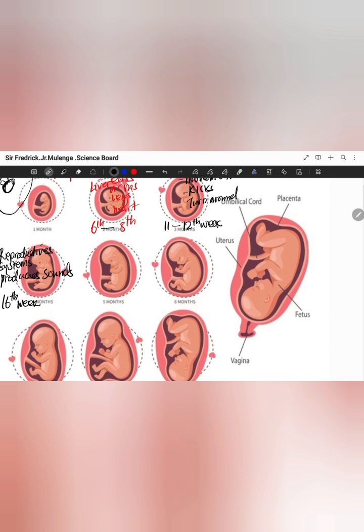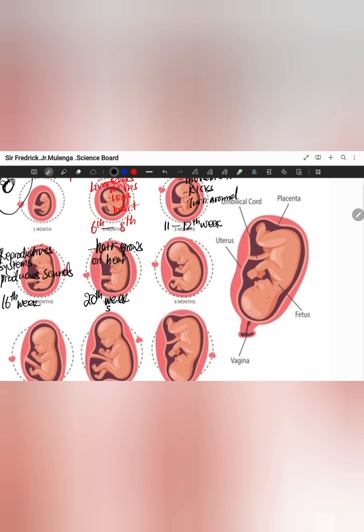Then what happens in the fifth month? And this is about the 20th week. What happens here in the fifth month? Okay, so in the fifth month, this is about 20 weeks. You could observe some hair starting to grow on the head.